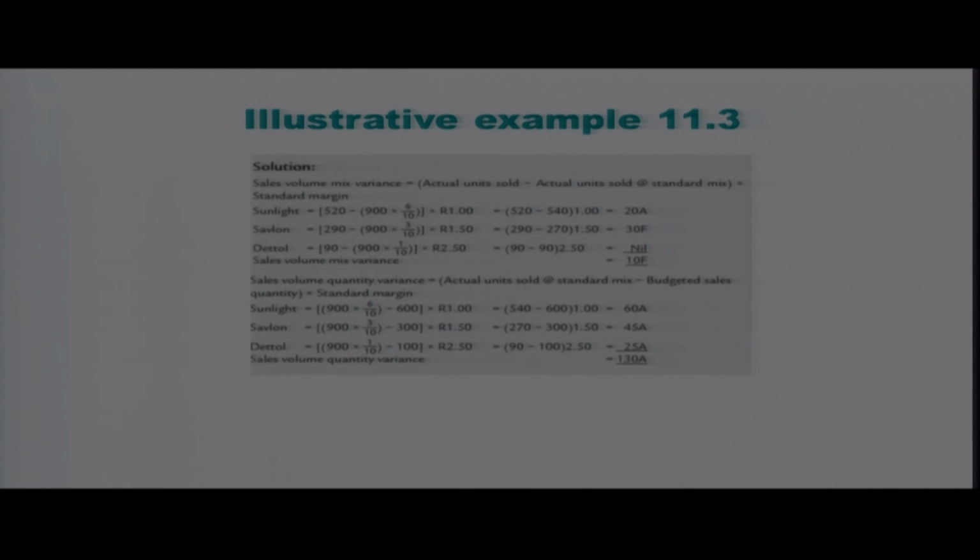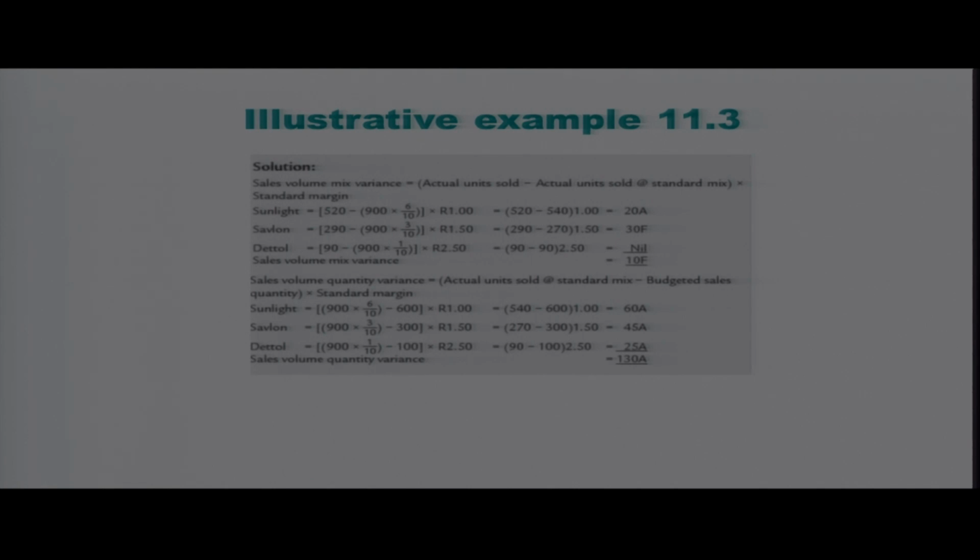For the Savlon, it will be 290 units that were sold minus the total 900, multiplied by the ratio, which is 3/10, since that is what we are supposed to sell. Then we multiply by the standard price, which is 150, and that will give us a variance of 30.